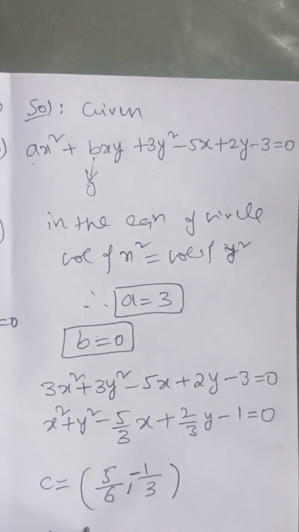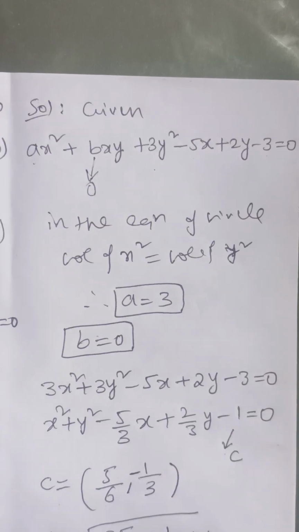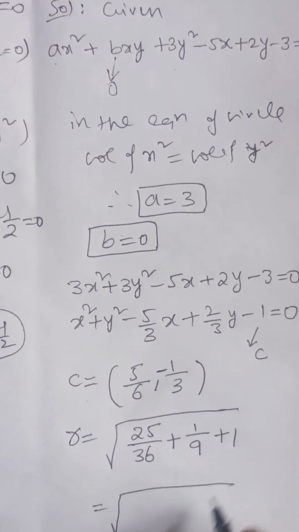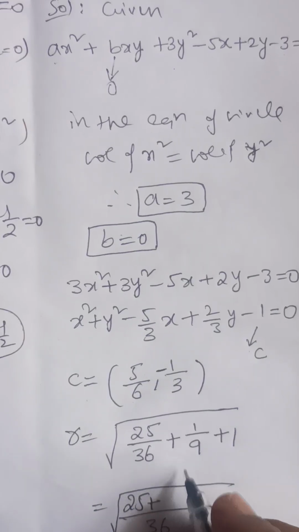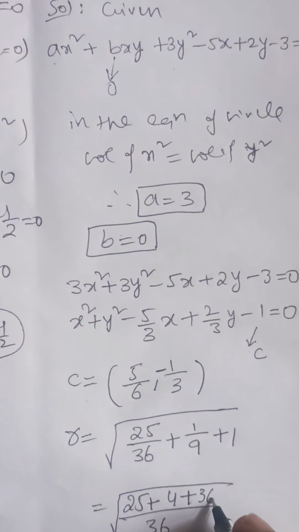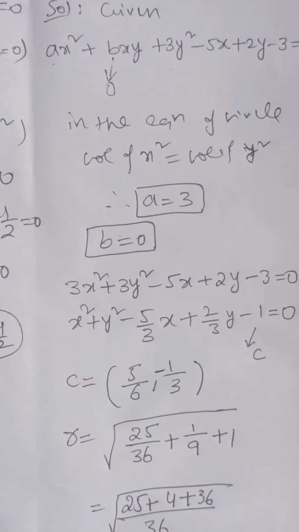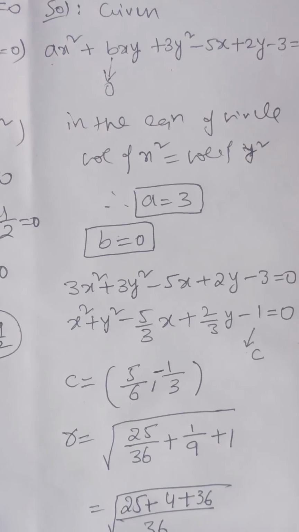So the radius is the square root of 5 by 6 whole square, so 25 by 36, and 1 by 3 whole square is 1 by 9, and c is minus 1, so it is plus 1. 36 is the LCM. So 25 plus 9 (4 nines are 36), and here 1 into 36 is 36. So this is root of 65 by 36. So root 65 by root 36 is root 65 by 6 units. This is the radius.